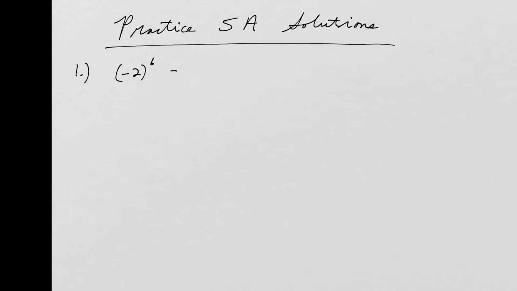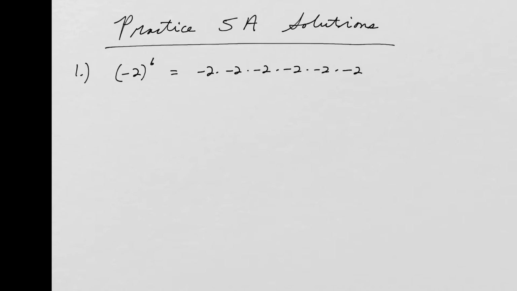Well, remember what this means, right? This means -2 times -2 times -2, and I need 6 of them. So then, I guess the quick way to do this is think of a negative times negative times negative times negative times negative times negative is a positive, right? If we have an even number of negatives and you multiply them together, you're going to get a positive. If you had an odd number, it would be a negative. In this case, it's 6, so it's even.